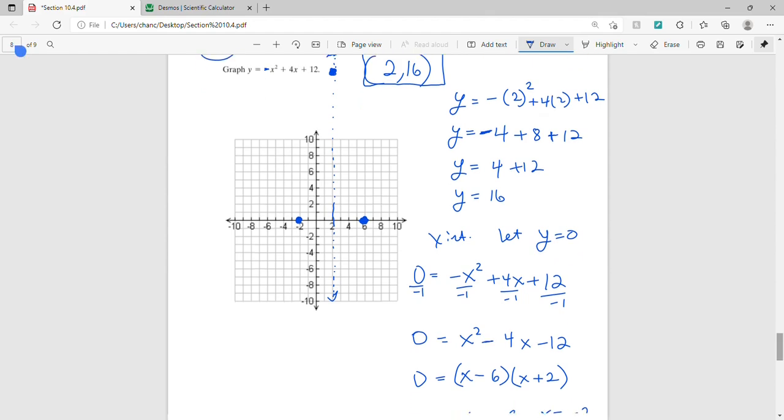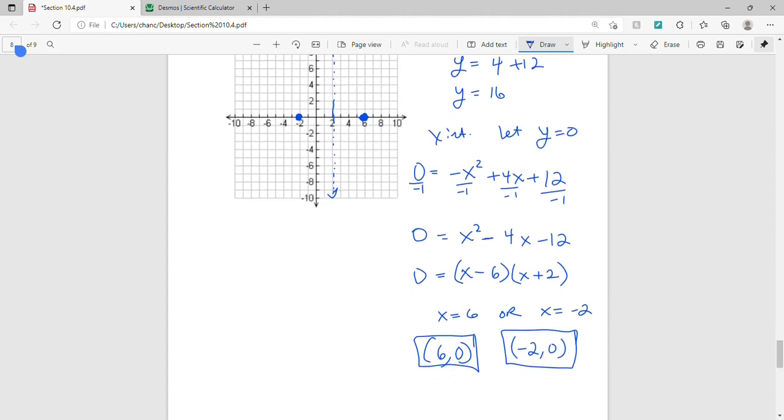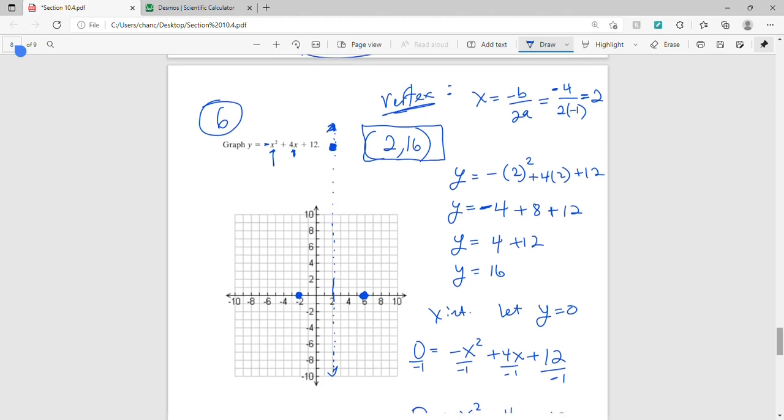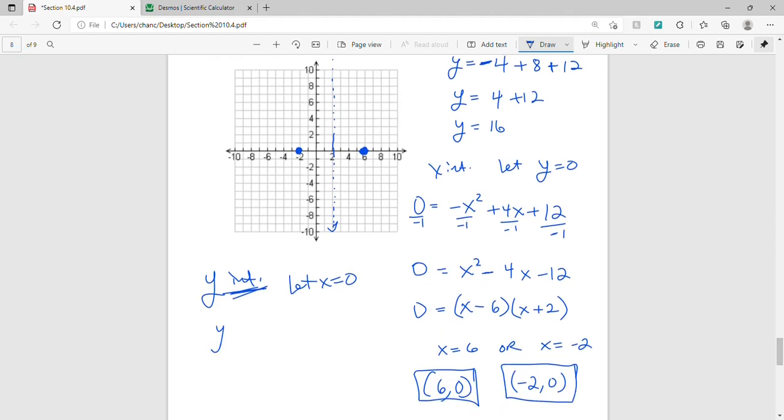Now let's find the y-intercept. To find the y-intercept, you're going to let x be equal to 0. Looking back at the original equation, let all of these x values be equal to 0. So we have y equals negative 0 squared plus 4 times 0 plus 12. So this is easy. It's just y equals 12. That means the y-intercept is the point 0, 12.